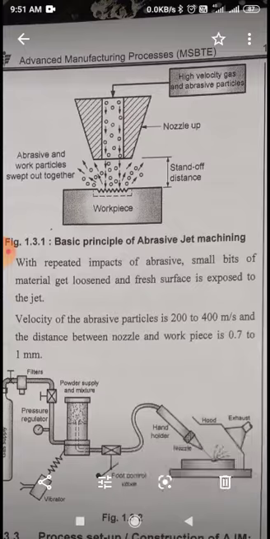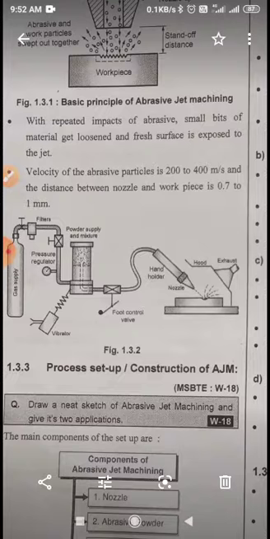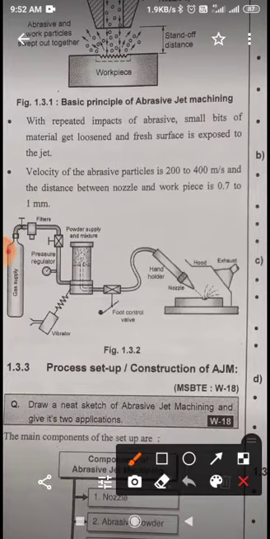With repeated impact of abrasive, small bits of material get loosened and fresh surface is exposed to the jet. Velocity of the abrasive particle, for filling the blanks, it can also be asked in the exam. Velocity of the abrasive particle is 200 to 400 meter per second, and the distance between nozzle and the workpiece is 0.7 to 1 millimeter. This is also called the stand-off distance. Over here you can see the stand-off distance. Stand-off distance is 0.7 to 1 millimeter in abrasive jet machining.